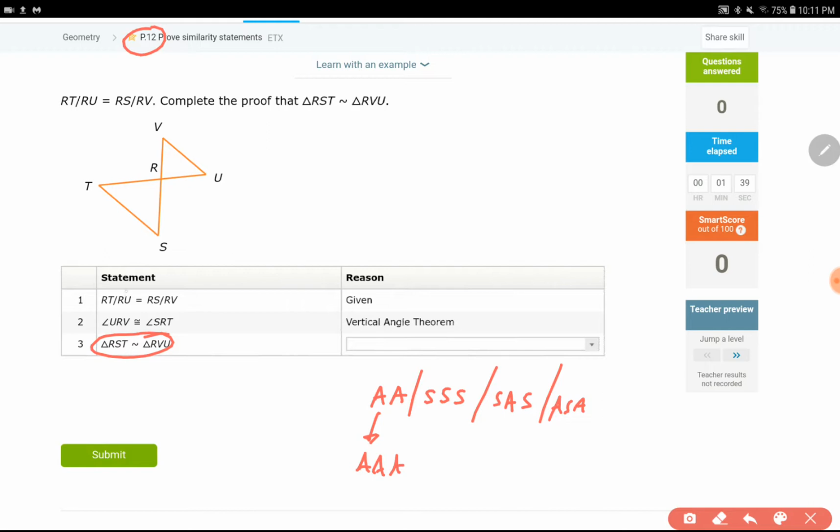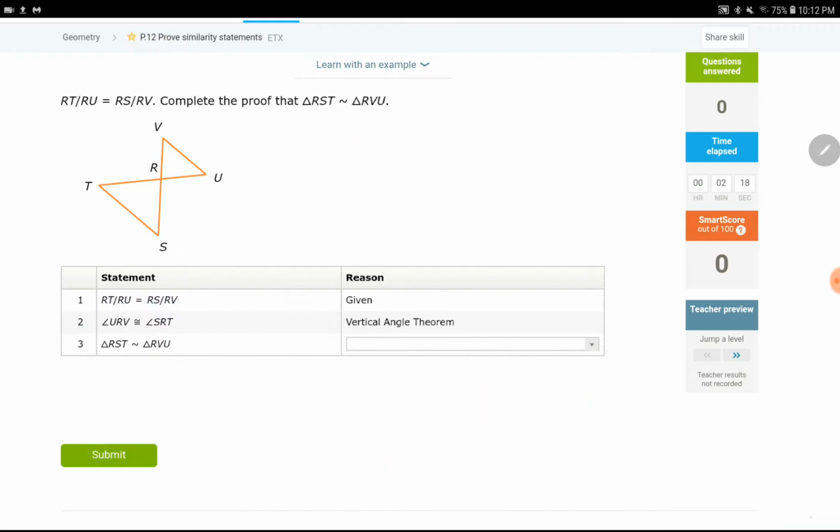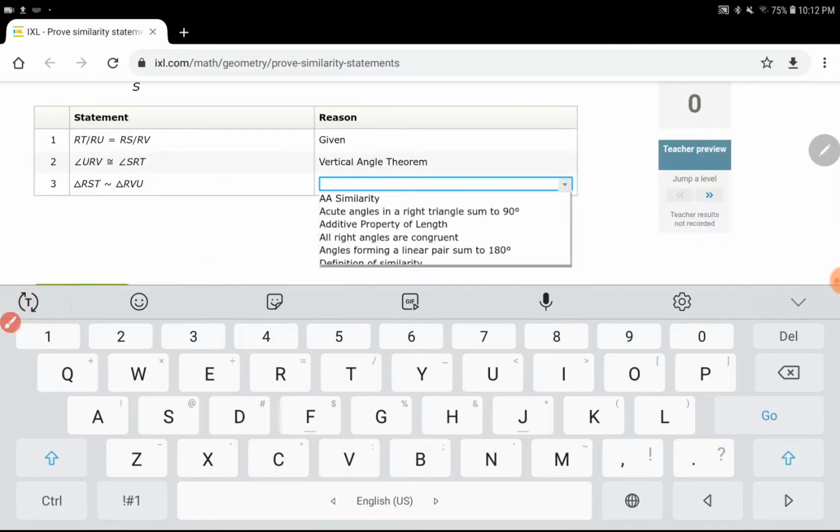We have one side, RT over RU, equals RS over RV. So if RT over RU is the same as RS over RV, we have two pairs of sides being proportional. There are two pairs of sides in here. Four sides make up two pairs. So two pairs of sides, and then there is one pair of angles in the second step. I have two pairs of sides and one pair of angles.